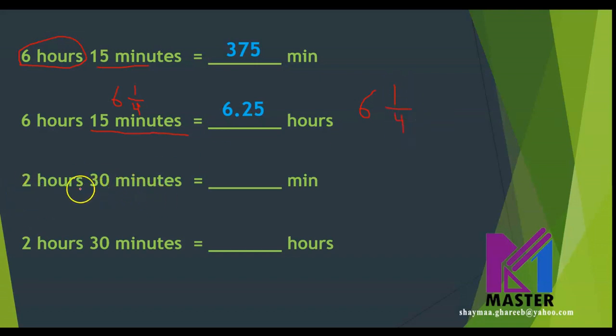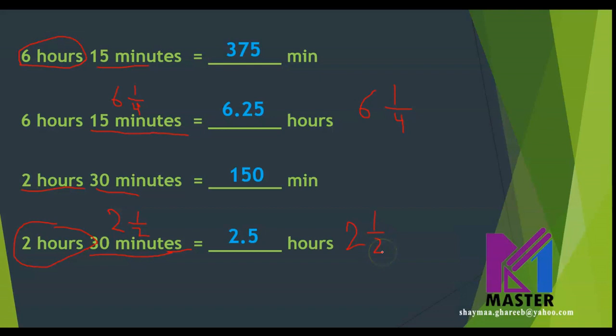2 hours and 30 minutes. 2 hours, 120 minutes plus 30 minutes equals 150 minutes. 2 hours and 30 minutes in hours. So I need to write the number of minutes as a fraction. 30 minutes as a fraction is half an hour. Okay, so how to write this as a number of hours? It could be 2 1/2 hours, because I have a whole number of hours, 2, and a fraction of an hour, which is half. Or if I want to write it as a decimal, it will be 2.5. So I can write any of them, 2 1/2 or 2.5.